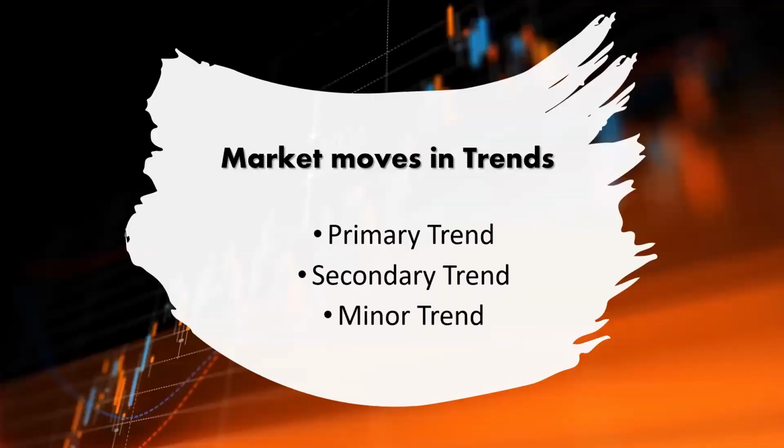So the next principle is market moves in trends. It is a very important principle. There are three types of trends recognized by Charles Dow, that is primary trend, secondary trend, and minor trend. So how does that work? Let us see in detail.